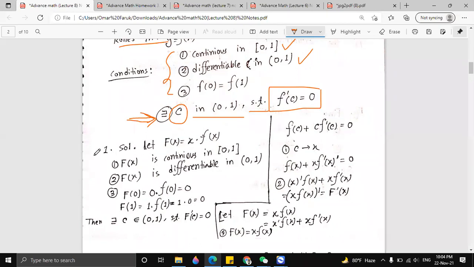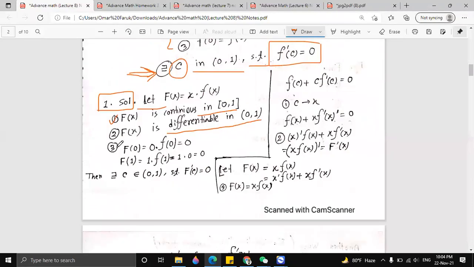So now we are writing down the solution. Let g of x be equal to x times f of x, and this function is continuous on [0, 1] and also differentiable on (0, 1). Now we find the endpoint values. So for 0, just put 0 here. It will be 0 multiplied by f of 0, that means 0. And now put 1 here.